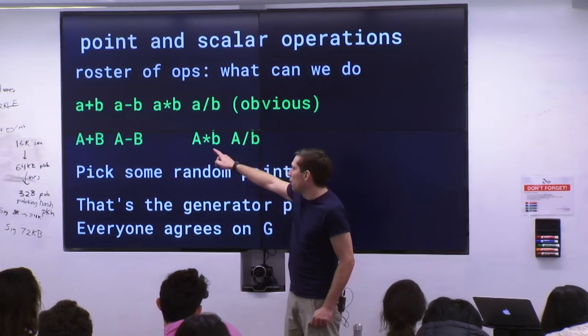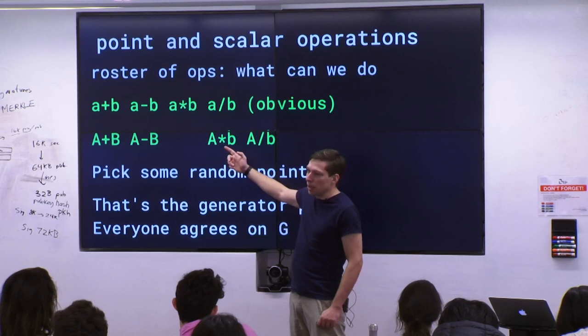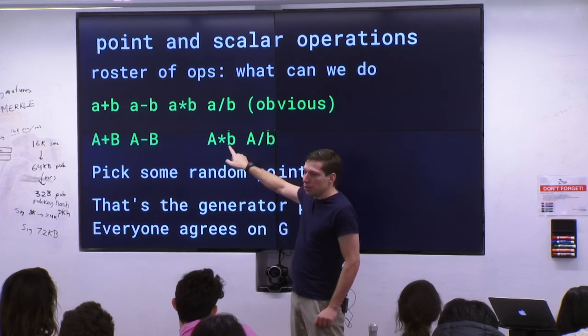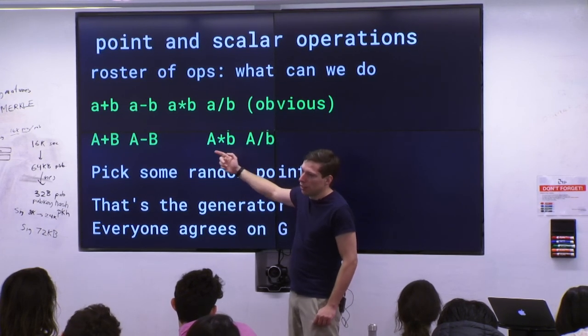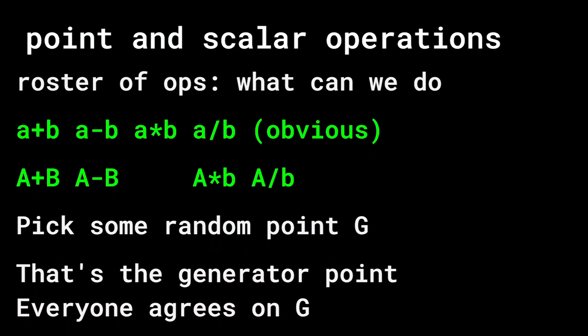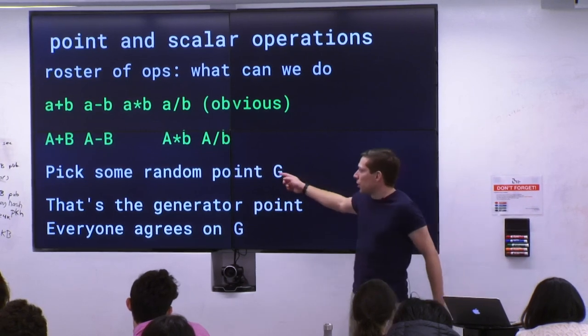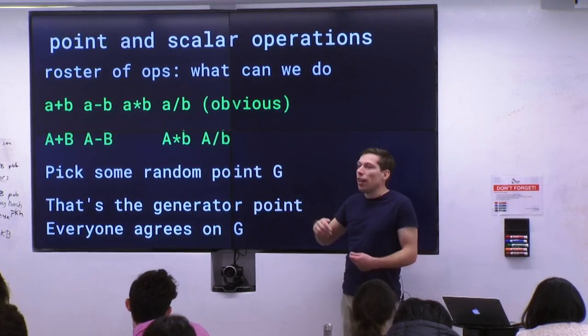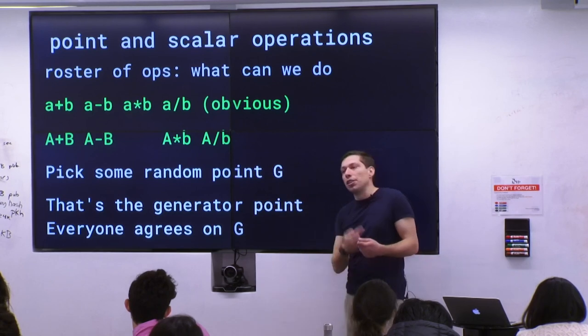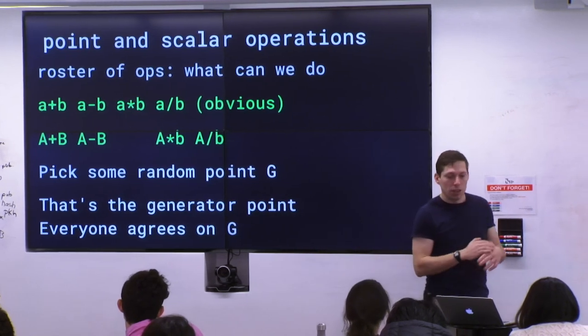Another property is that since it's all modulo this number N, if the value is too big, you'll wrap around, right? So it's called the generator point because every point on the curve can be generated from it. If you keep going, say 2G, 3G, 4G, 5G, eventually you'll get back to G, right? It's all finite.